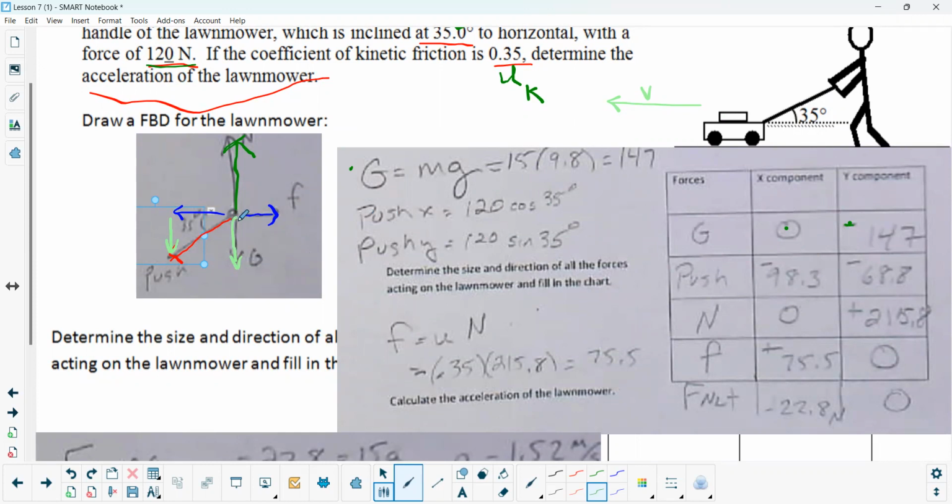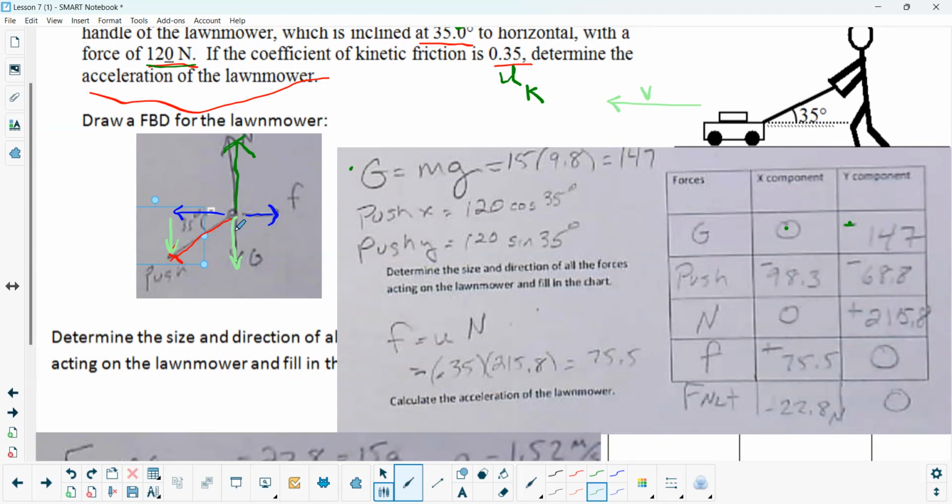The pushing force has two components. It goes left and down. So left is negative in the X, and down is also negative in the Y. That's why I have a negative and negative here. For the normal force, that's just going straight up. So it's 0 in the X because X is horizontal, and it's positive in the Y.